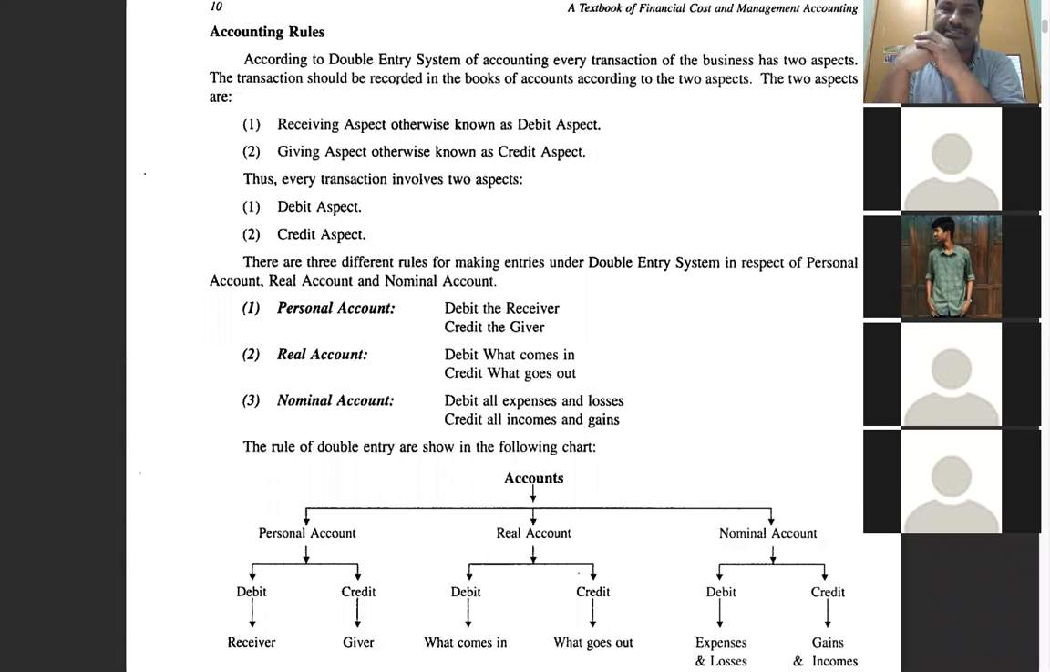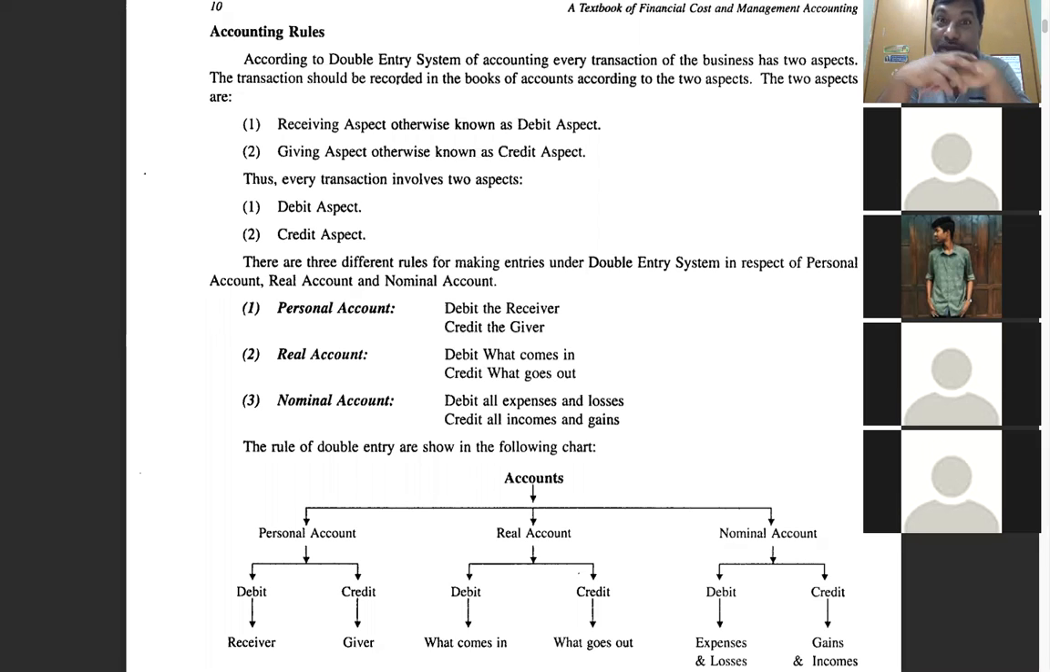According to the double entry system of accounting, every transaction of business has two aspects. Every transaction has two aspects. What are those aspects? One debit aspect, one credit aspect.